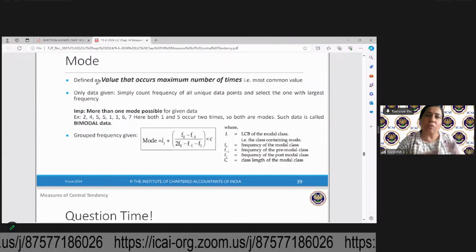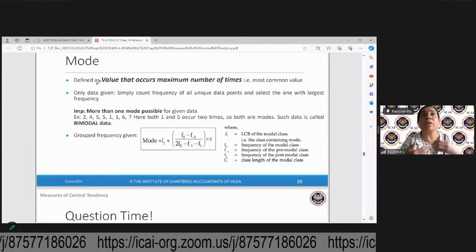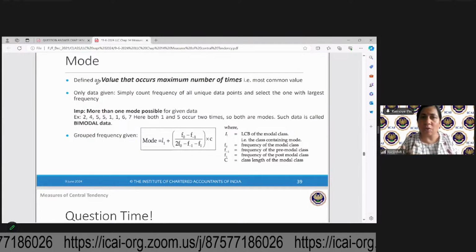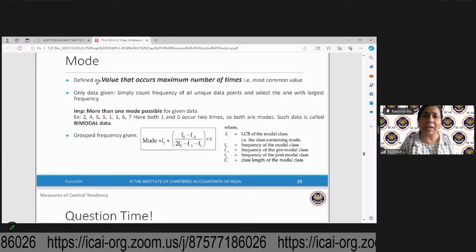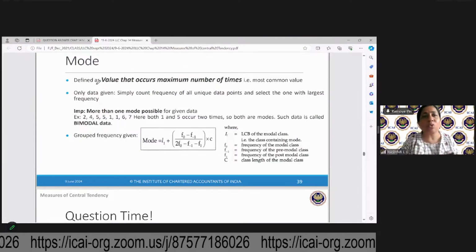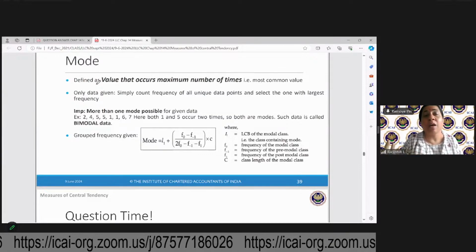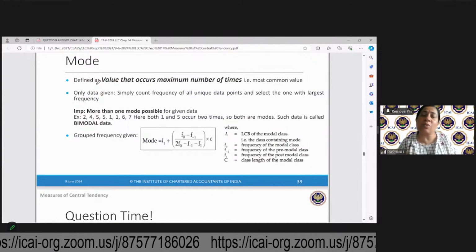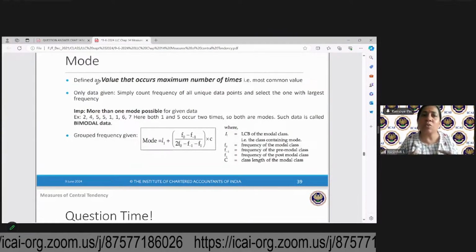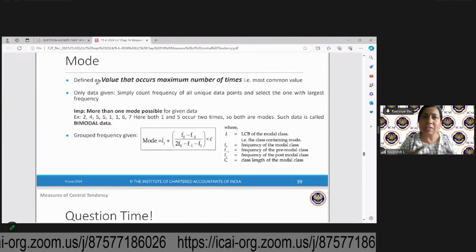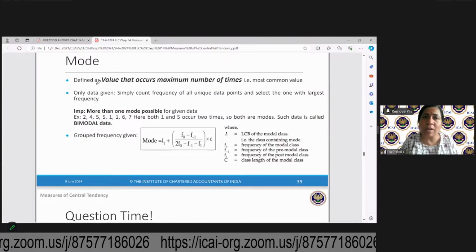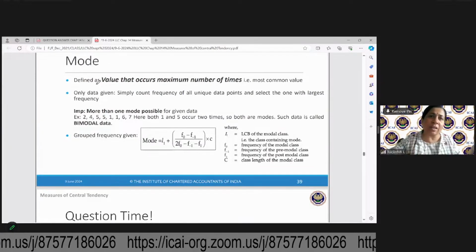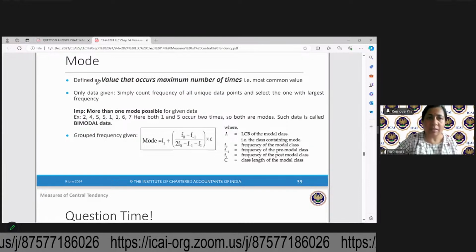Okay, now mode. We talked about mean. Mean was giving you an idea about what is the average of the data. It's very simple to calculate and easy to understand, and so mean is very popular. What is median? Median is used when you have skewed data. Median is a positional average, meaning it shows you at what point the data can be divided into two equal sets.